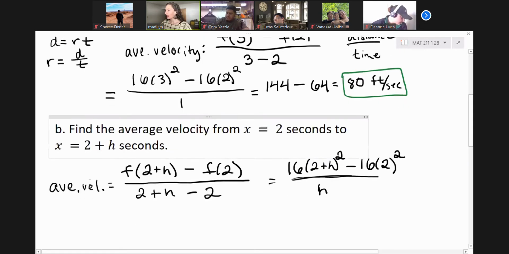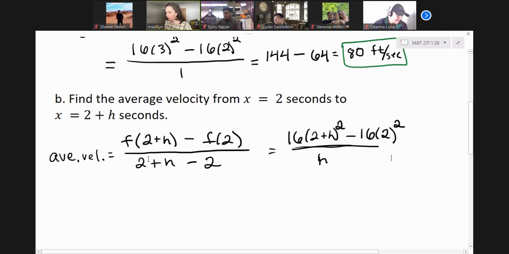So we can simplify this a little bit. These are always going to be subtraction on top and bottom, correct? Yes, because we'll always want to know the difference between those two. So simplifying, we need to FOIL out that 2 plus h. Be super careful. 2 plus h squared is not 4 plus h squared. It's 4 plus 4h plus h squared.